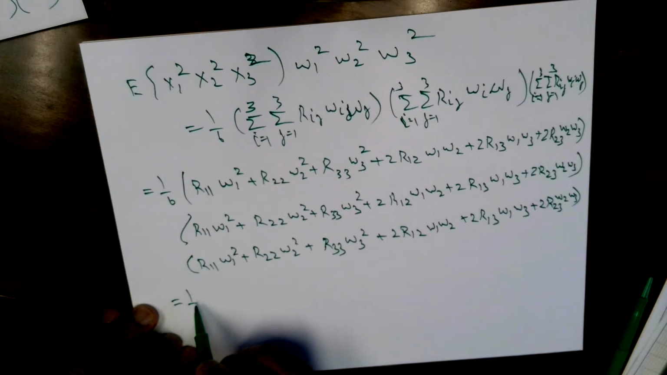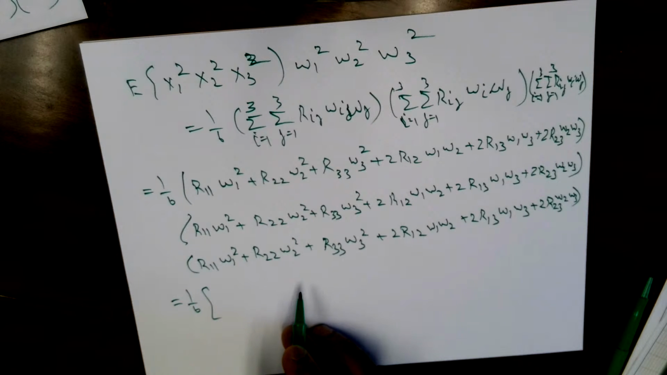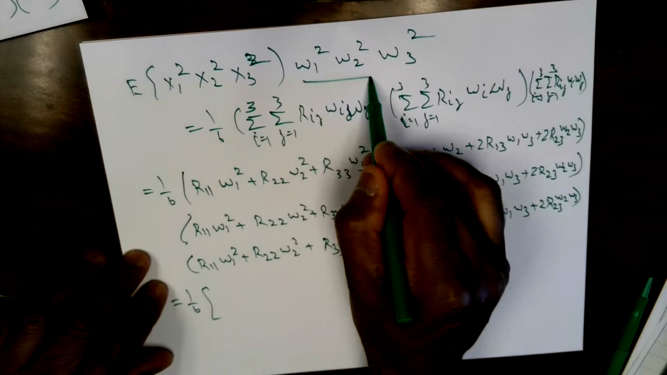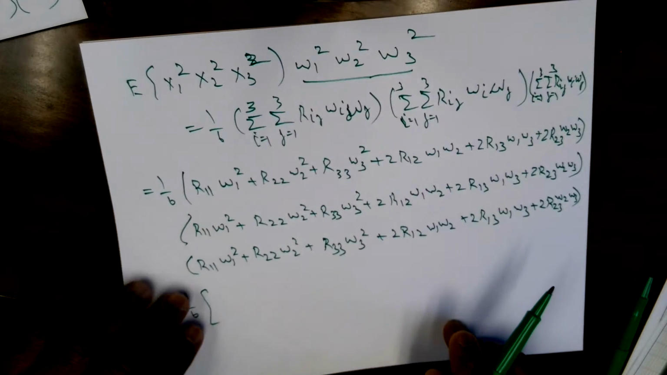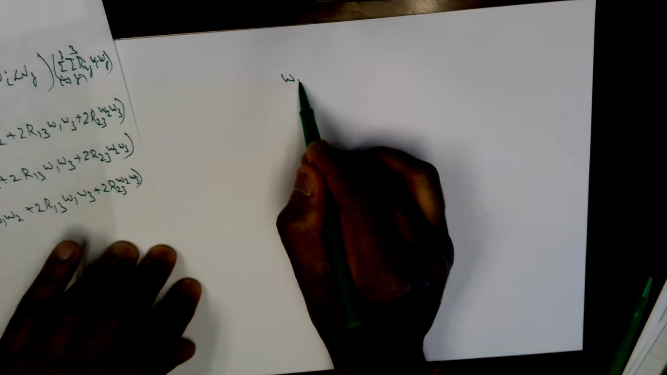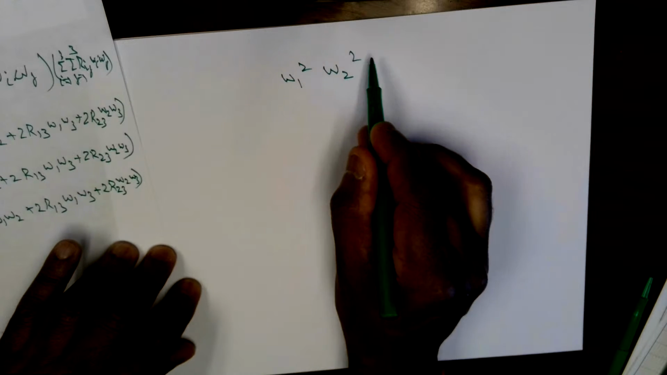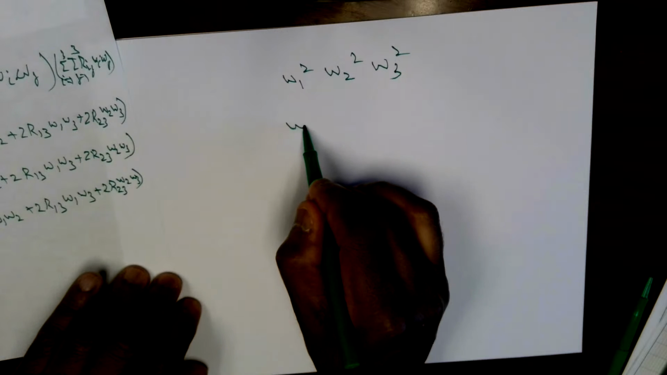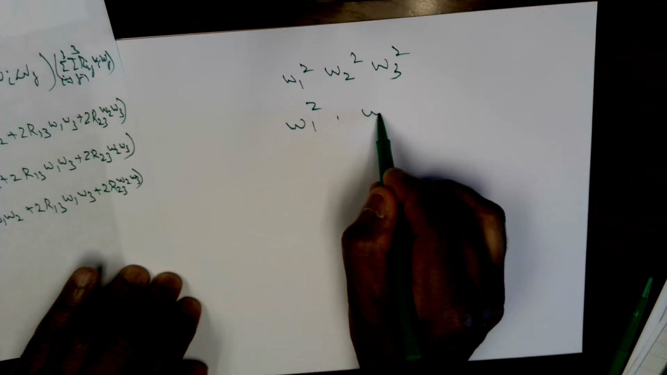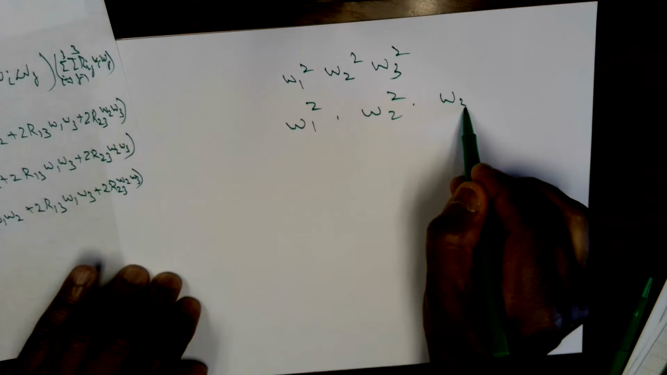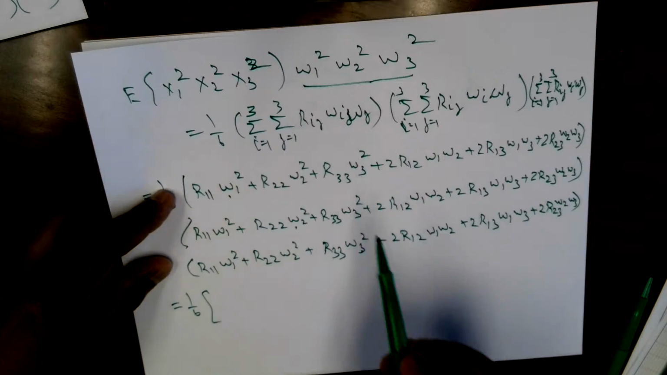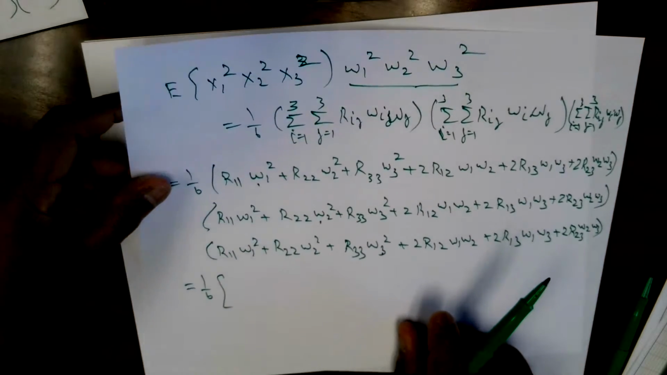All right, so now it's easy. 1 over 6 multiplied by, you just have to see how many ways you can generate terms like this. So let me just do that first here. We want omega 1 squared, omega 2 squared, omega 3 squared. That you can generate by collecting terms from omega 1 squared, omega 2 squared multiplied by omega 3 squared. So you can see there are such terms here. Many ways you can go, so we'll see that. So that's easy to see.